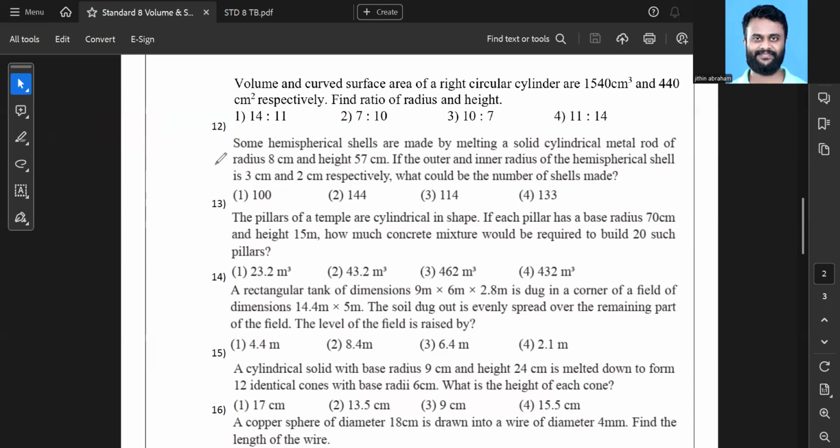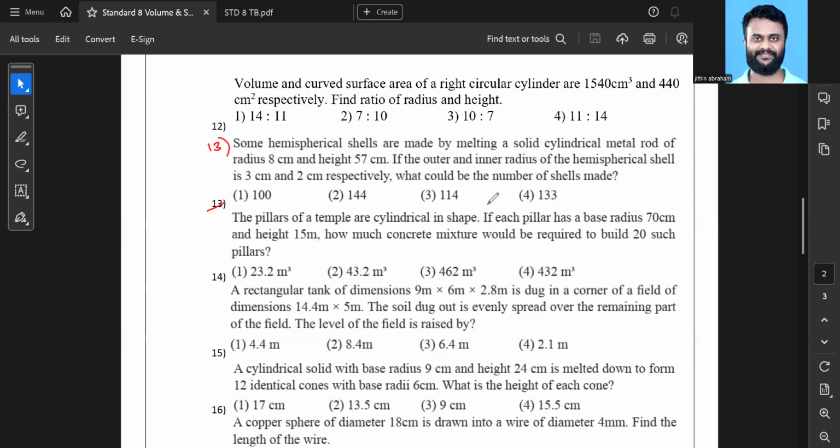Okay. Let's go for the 13th problem. Some hemispherical shells are made by melting a solid cylindrical metal rod of radius 8 centimeter and height 57. If the outer and inner radius of the hemispherical shell is 3 centimeter and 2 centimeter respectively, what could be the number of shells made?